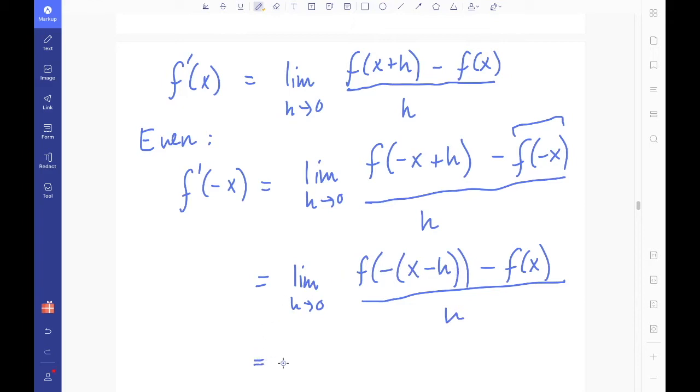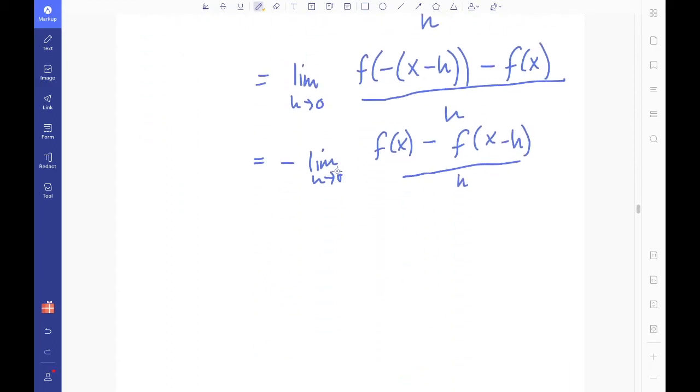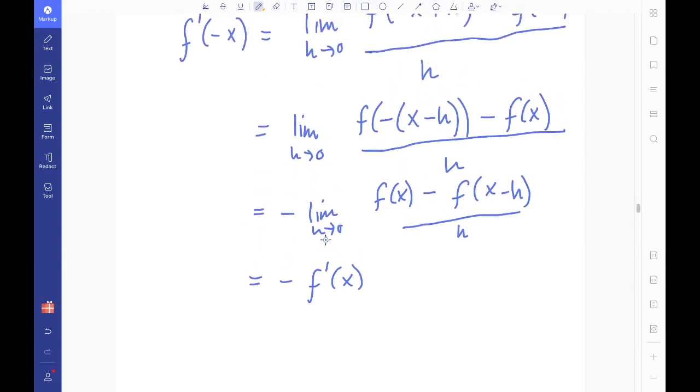So I'm now going to take a minus sign out so I can change the order of these two. And I'm going to write it as the limit as h approaches 0 of f of x minus f of x minus h, all over h. I'm using the fact that this function is even to get rid of that minus sign, and I don't have to put a minus on the outside. So why does this mean that what I've really got here is negative f dash of x?